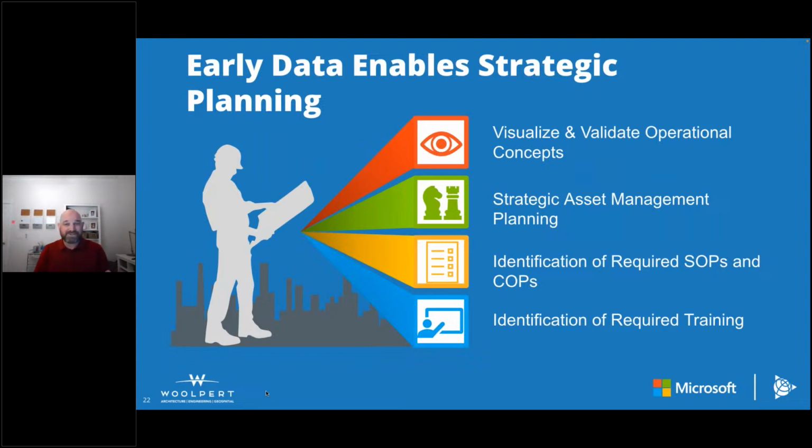I should be able to predict at some level total cost of ownership in the design phase of a project. There's no reason why I shouldn't be able to do that if I have the right data at my fingertips. And then of course, identification of required SOPs and COPs, as well as required training. If I have a clear list of what systems are going in, what assets are going in, I have a much clearer checklist of what type of operational procedures and required training I'm going to need. The validation, again, is a lot more clear and it's a lot quicker.